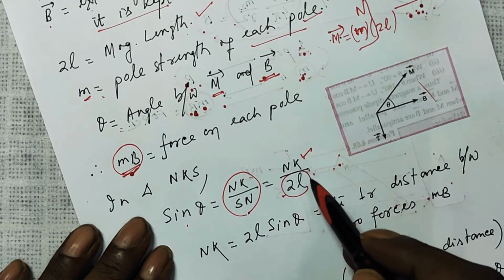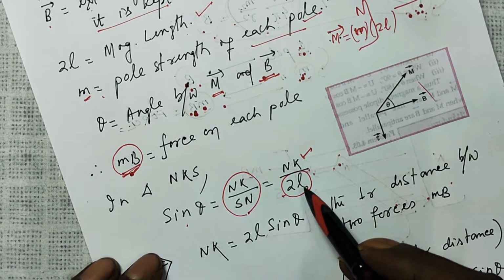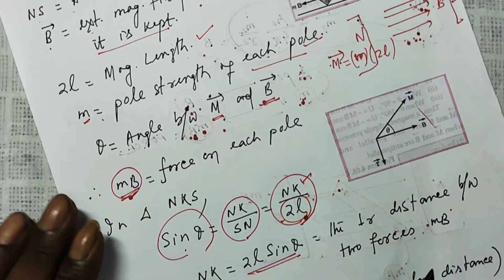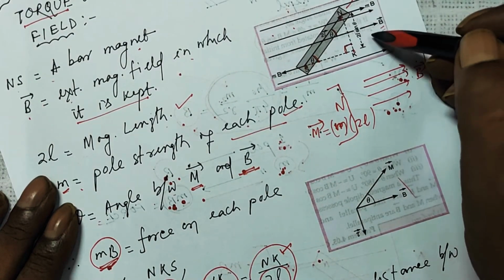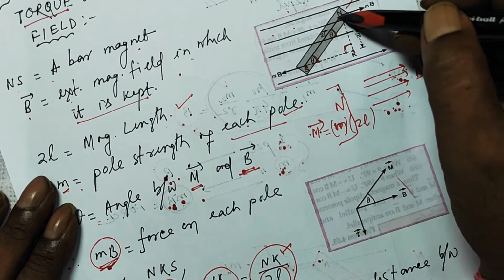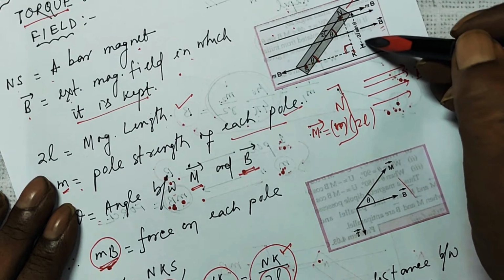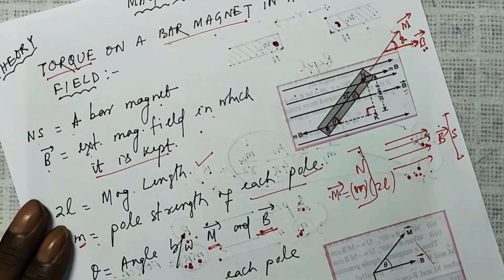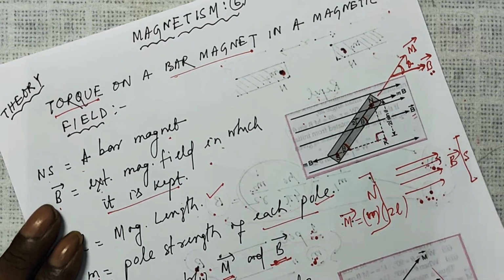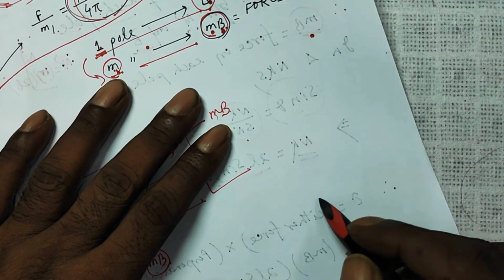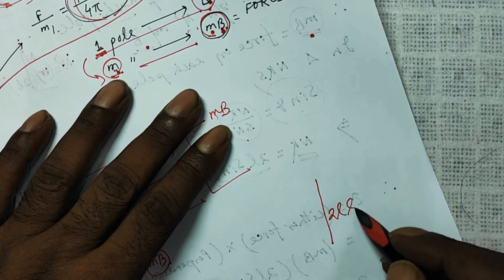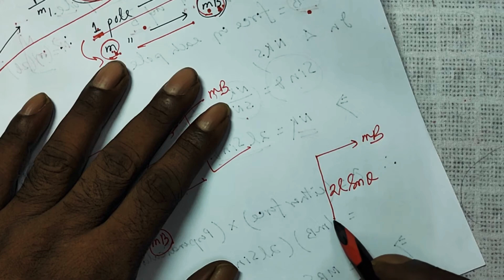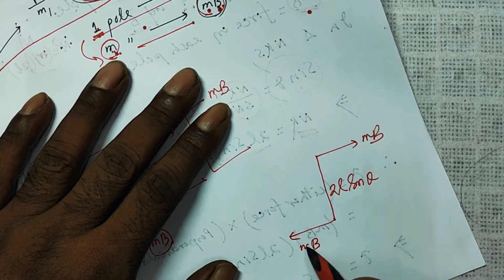NK over SN is equal to the length of the magnetic length. So if you cross multiply, we get NK is equal to 2L sine theta. From this point to this point, this perpendicular distance is 2L sine theta. We have a perpendicular distance 2L sine theta, and here there is a force M into B, and here there is a force to this side M into B.